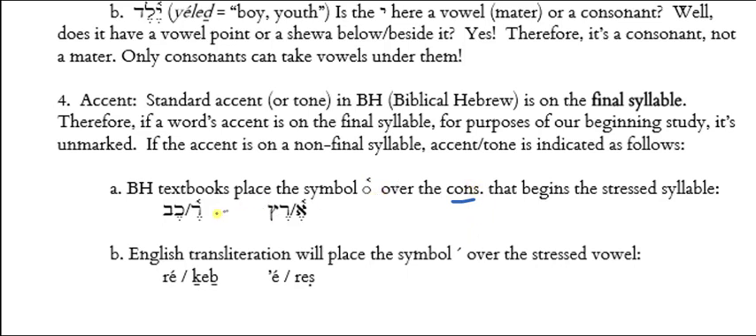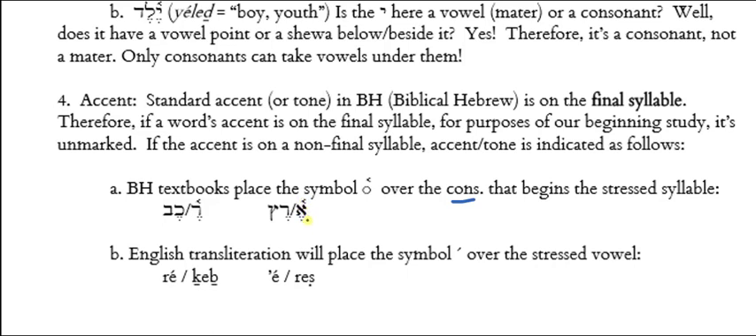So let's take this word rechev. Standard accent is on the final syllable, but if it's not on the final syllable, I'm going to see it marked with this symbol here. In this case, this is non-final stress, and so I've got the accent mark. Rechev. Over here, eretz. The resh is the consonant whose vowel, segol, is being stressed, so I'm going to put that accent mark over the resh. And then the aleph has a segol that's being stressed, and so I'm going to put the accent mark over the aleph.